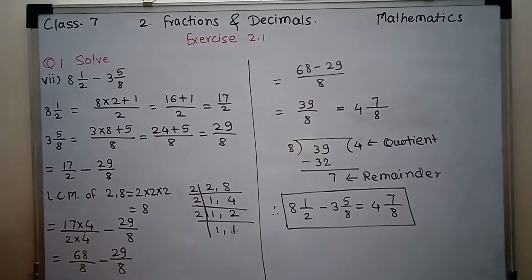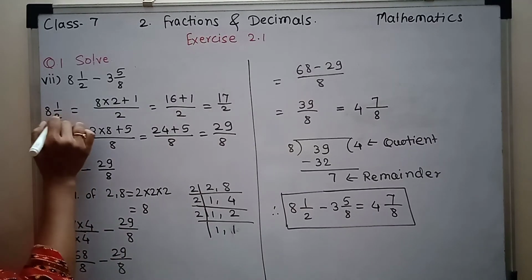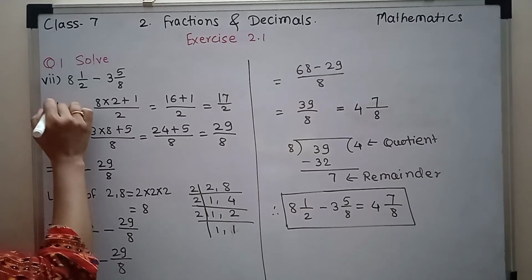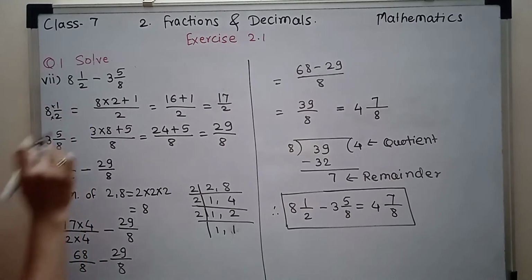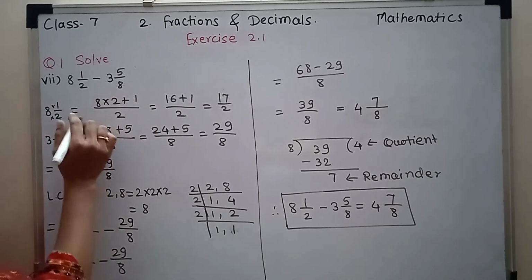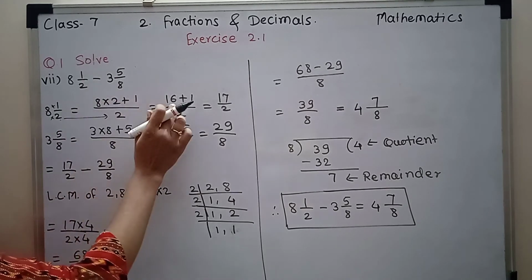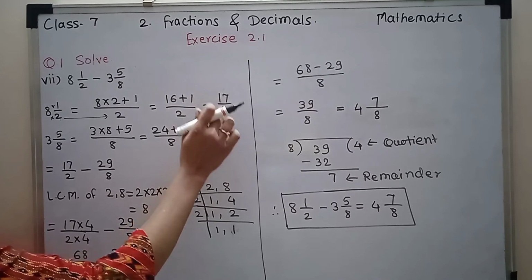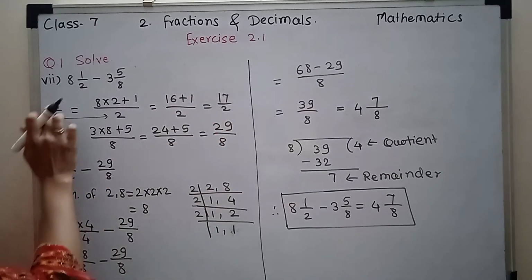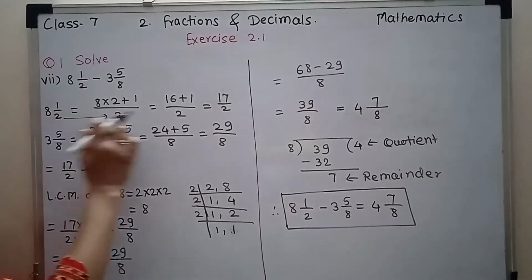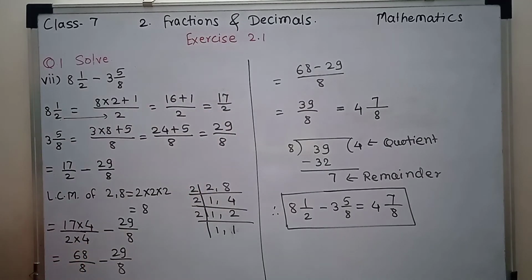So how to convert it? We just multiply 8 and 2. So 8 2s are 16 and we just add the numerator. So 8 into 2 plus 1, denominator will remain as it is. 8 2s are 16 plus 1 will be what? 17 divided by 2. So 8 1/2 is equivalent to 17/2. Equivalent means what? Having the same value.